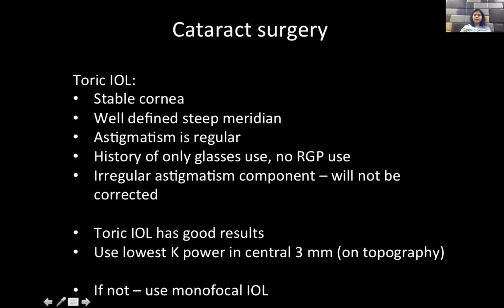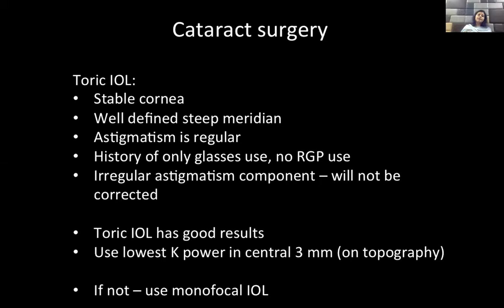And toric IOL, it has been reported in literature that it has good results. An important thing is when you go for the IOL power calculation, you use the lowest possible K in the central 3 mm of the optic zone on topography. So what will happen is that you will get a higher IOL power and you're okay. You aim at low myopia. You don't want to make the patient into a hyperope. And if you feel that the patient does not fall into all of these criteria, just use a monofocal lens and whatever is the residual refractive error can be later corrected by a rigid contact lens.